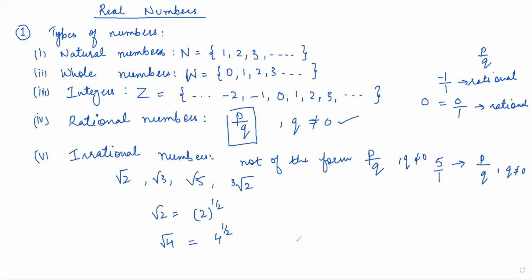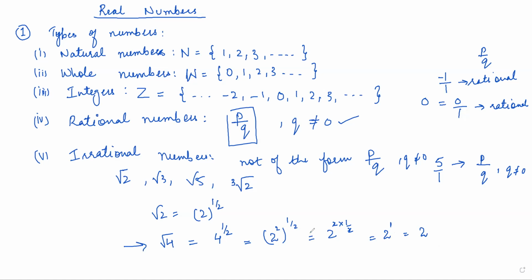So I should say that it is irrational because it has a power of fraction, isn't it? But no, I can write 4 as 2 square and then power half, right? So this will be 2 to the power 2 into half. So this 2 cancels out. So it will be 2 to the power 1 only, and that is 2. So this is not irrational.